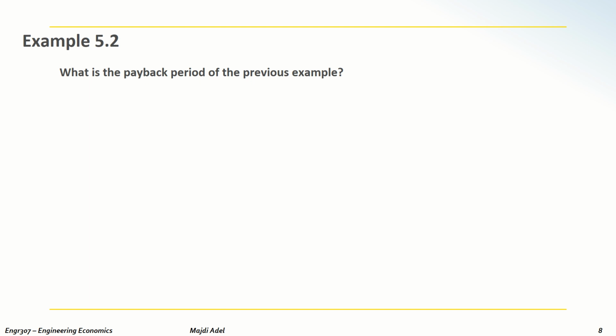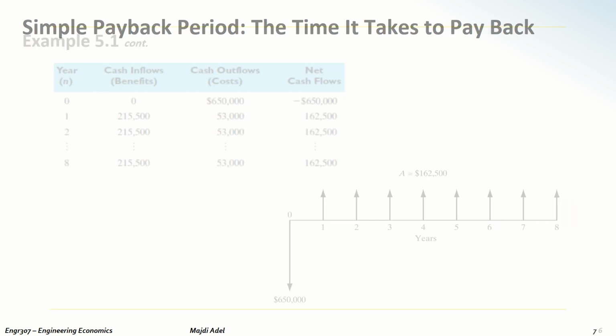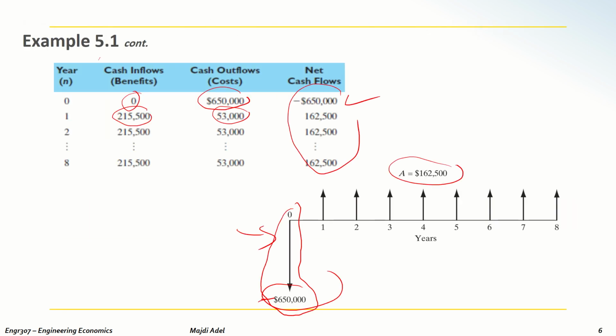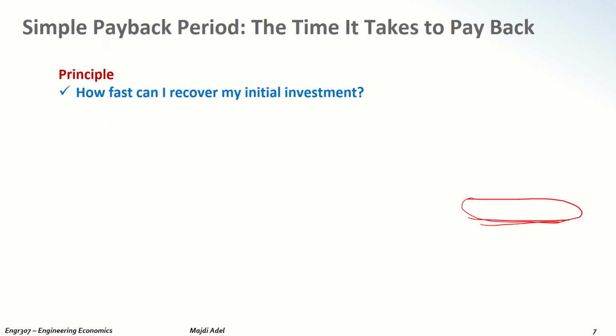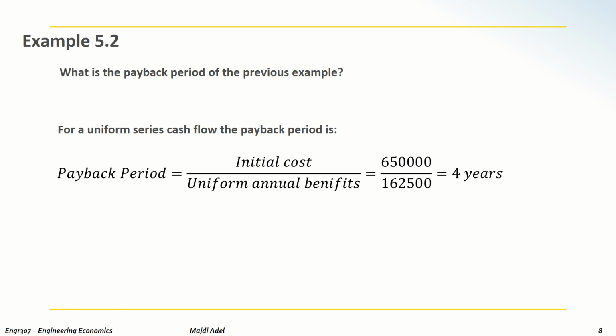What's the payback period of the previous example? The example we saw a moment ago. What is its payback period? This type of cash flow is a uniform cash flow. To calculate the payback period of a uniform cash flow, we use this formula. Payback period is the initial cost divided by the annual benefits. 650,000 divided by 162,500, which will give me a payback period of 4 years. This means that I can recover my initial investment after 4 years.